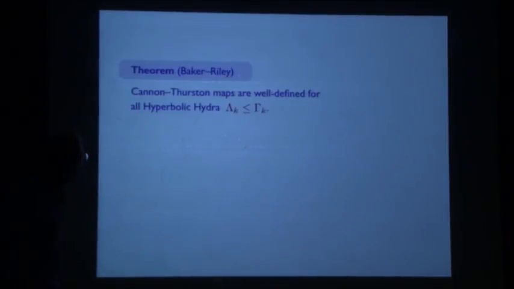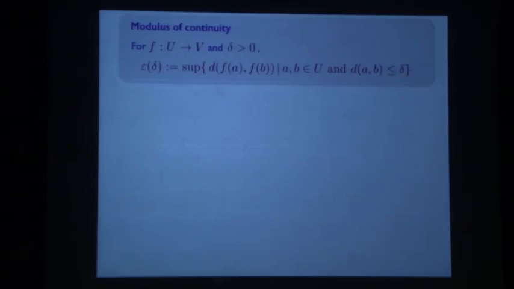Okay. So now, these hyperbolic Hydra. What can we say about the Cannon-Thurston maps? Well, turns out they are well defined, despite the crazy distortion. They're not counterexamples to Mitra's question. But nonetheless, all that effort to get crazy distortion, what does it buy us?